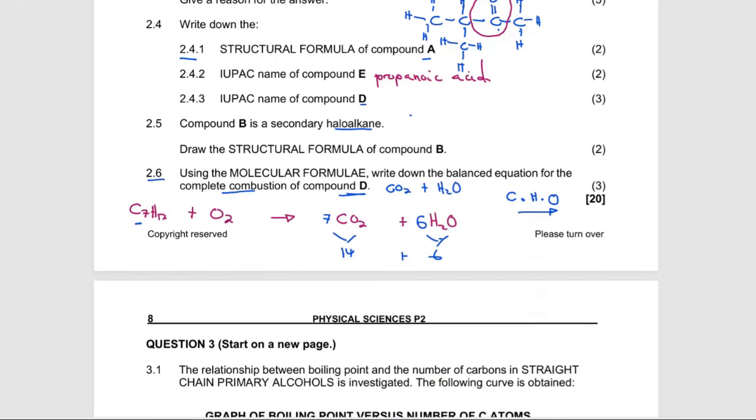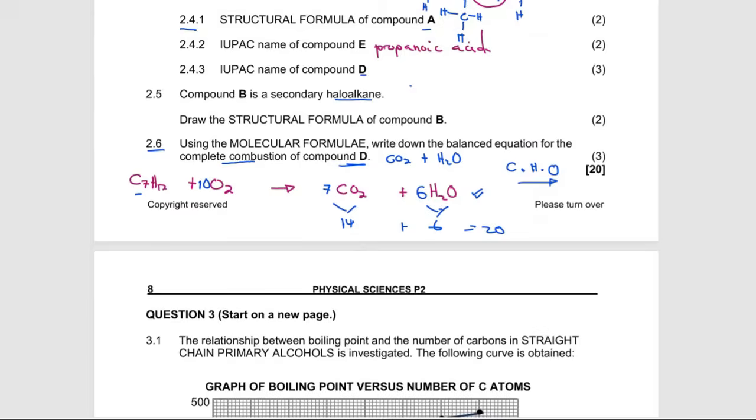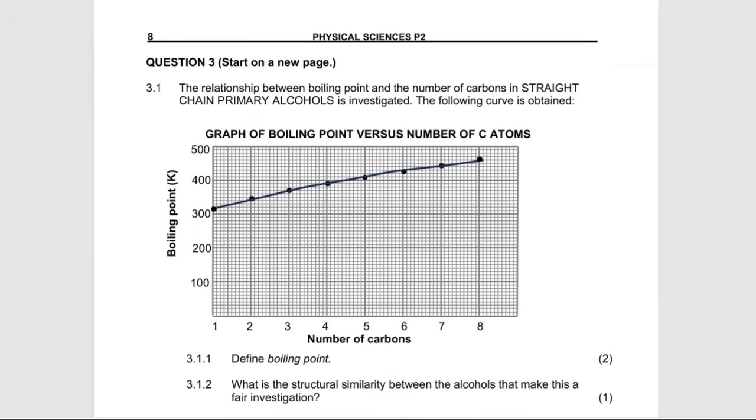If we add 14 plus 6, we're going to get a value of what? Of 20. So for us to get a 20 there, we must balance with a coefficient of what? Of 10. So it's going to be 10O2. Then that's how we balance our equation. Now we're going to move on to question number 3.